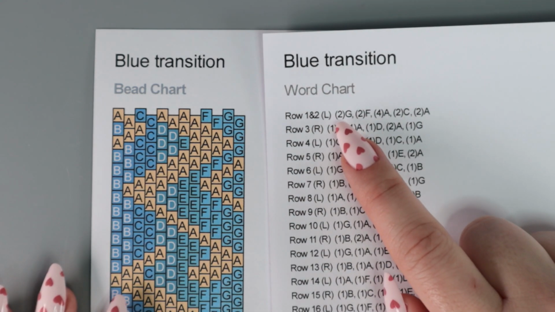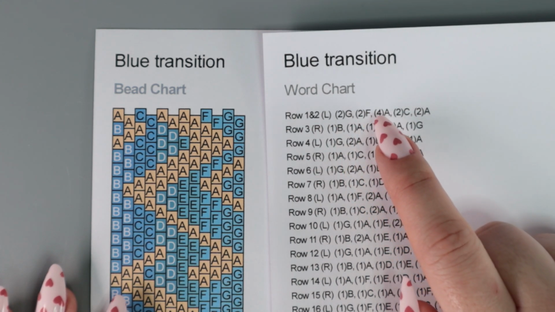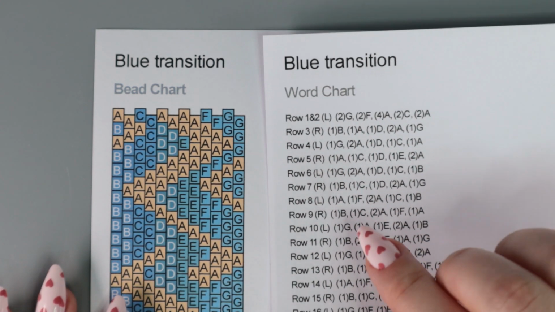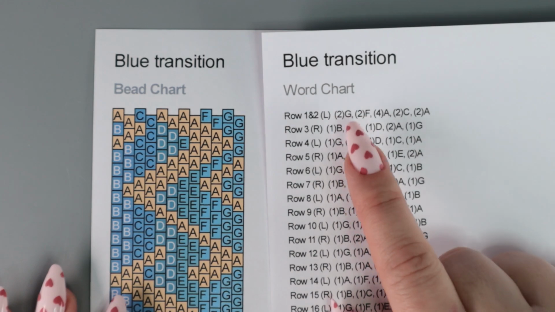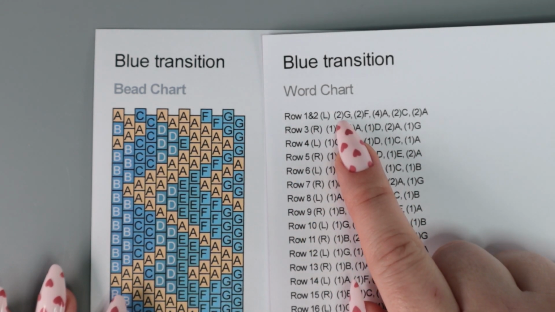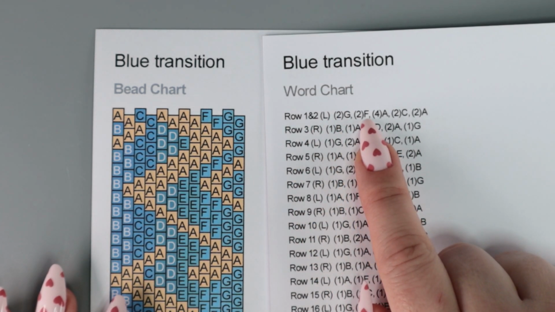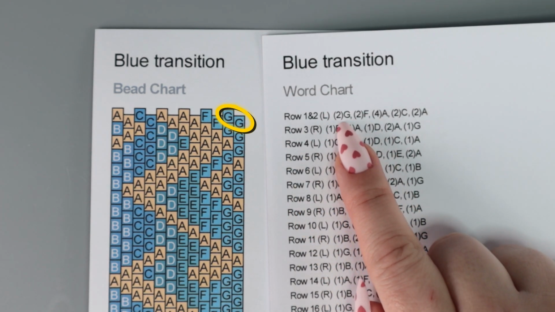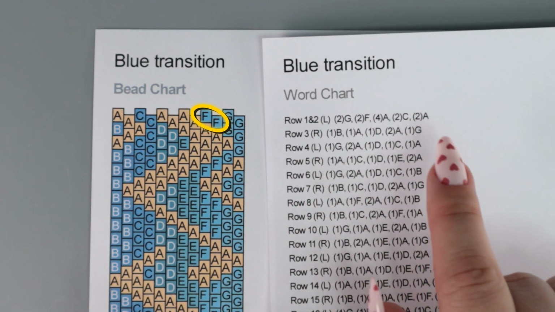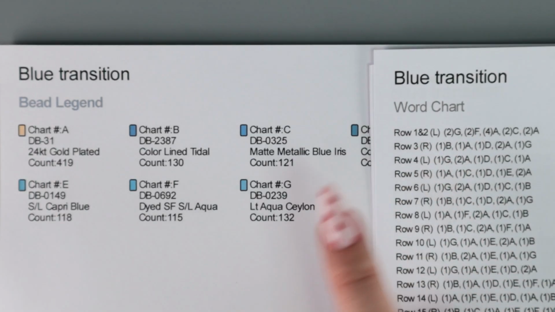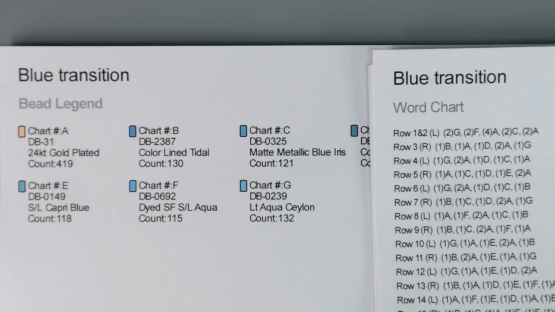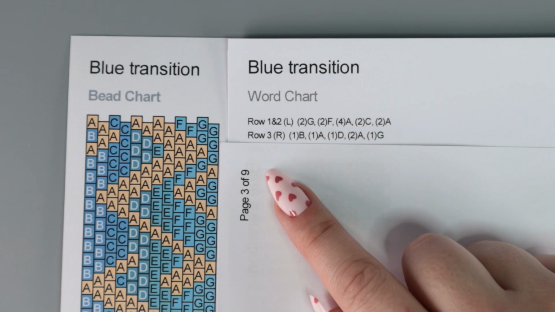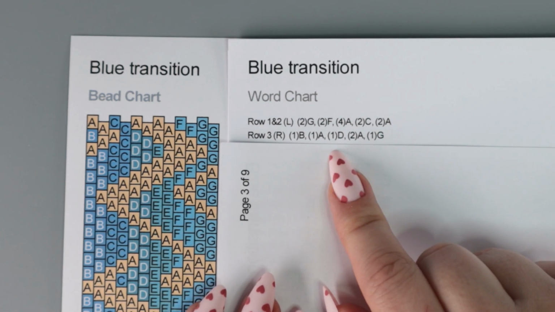The numbers in brackets tell you how many beads of a certain color to add. For example, here we start with 2G, 2F, and so on. This means I need to add 2G beads, then 2F beads, etc. The letters correspond to the bead colors in the legend. As I continue, I will follow the third row and start the actual peyote stitch.